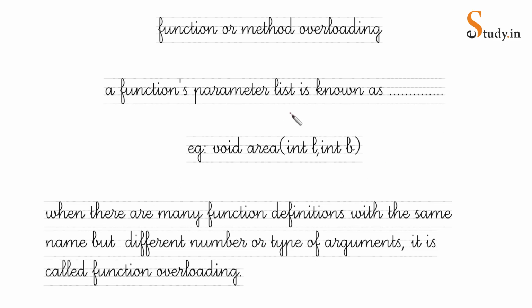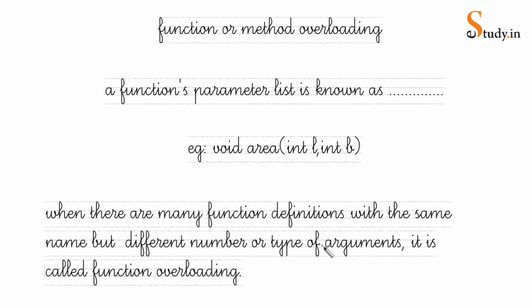We need to know what a function signature is in order to understand function overloading, so this term should be very clear first. Now we come to the definition of function overloading. When there are many function definitions with the same name but a different number or type of arguments, it is called function overloading. Type here means the data type of arguments, and arguments can also be called parameters.